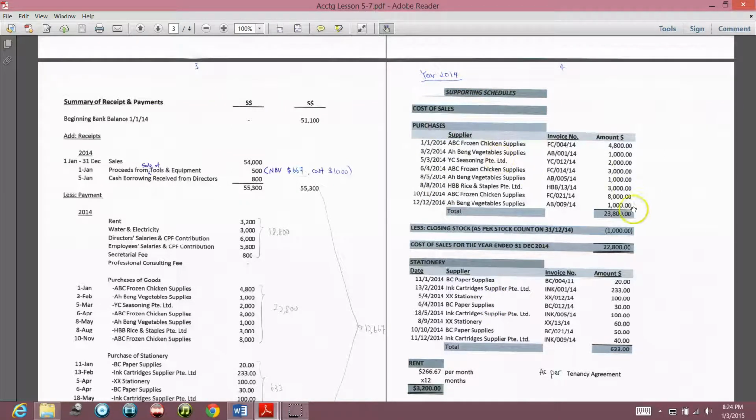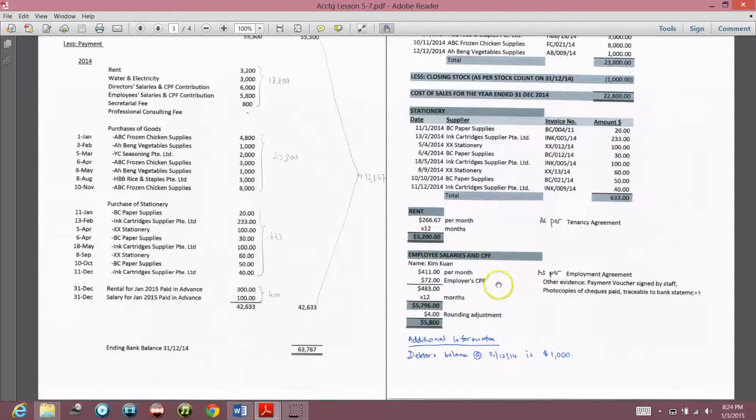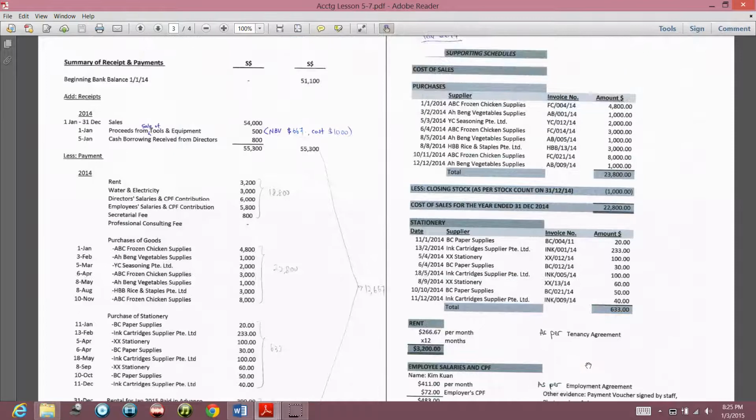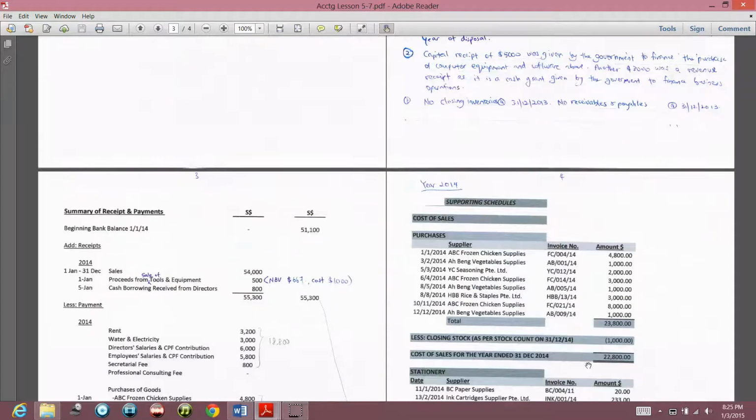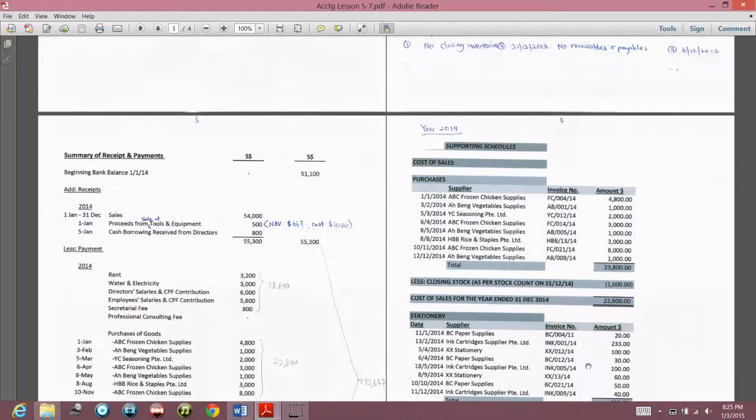These are all my purchases, and then closing stock is 1,000 and my cost of sales is 22,800. These are my stationery details, and then rent, and then employee salary. And then here the additional information says the debtor balance at 31st December 2014 is 1,000. So this is my question. This is the question paper over here.